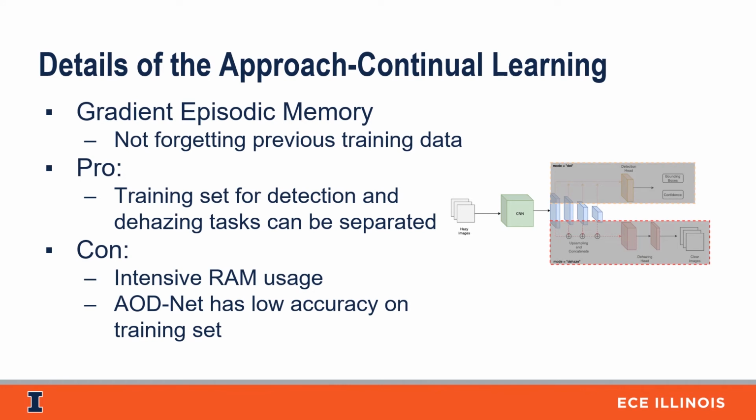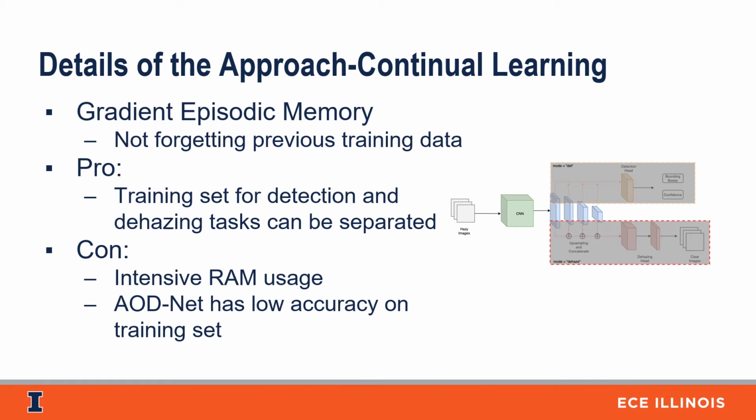First, I would like to introduce the continual learning approach. Continual learning was originally proposed to improve the ability of models to solve new problems without forgetting previously acquired knowledge. In our case, we want our model to learn detection knowledge without forgetting the dehazing knowledge, and vice versa. We are going to implement this approach using gradient episodic memory, which indicates that for every new training data, we update the parameters in a way that will not increase the loss on the previous training data.